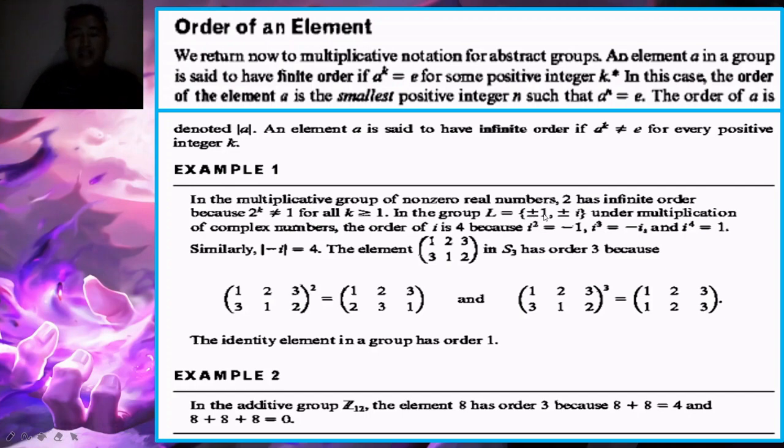So, in the group L, katong positive 1, negative 1, i, ug negative i. Di ba upat ka buok si L? So, under multiplication of complex numbers, the order of i is 4.